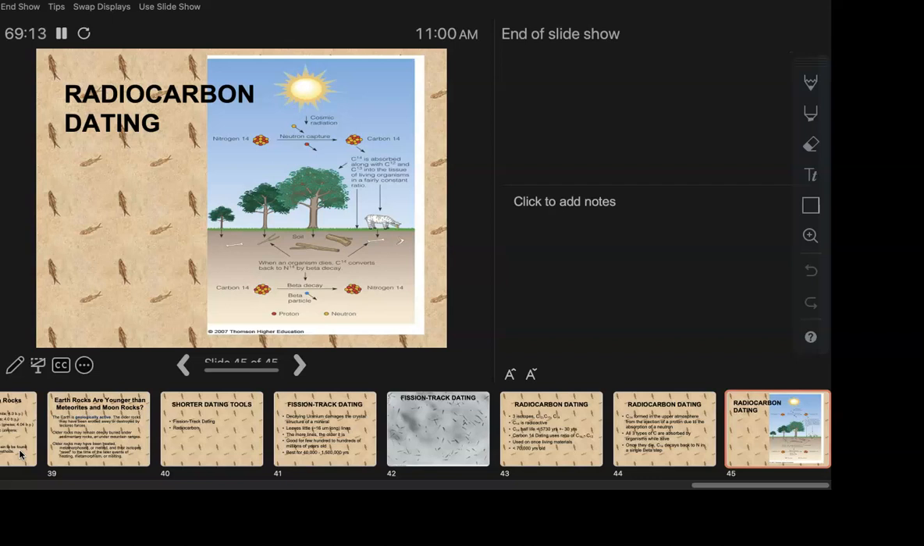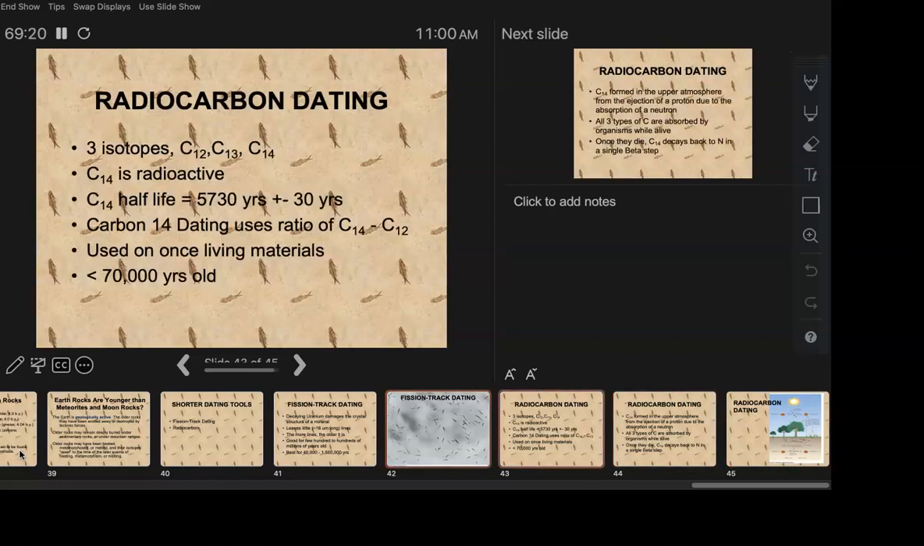So I just want to wrap this lecture up today. We did skip over a few slides, but I did want to stop, as I said, because radiocarbon is something you may have actually come across.